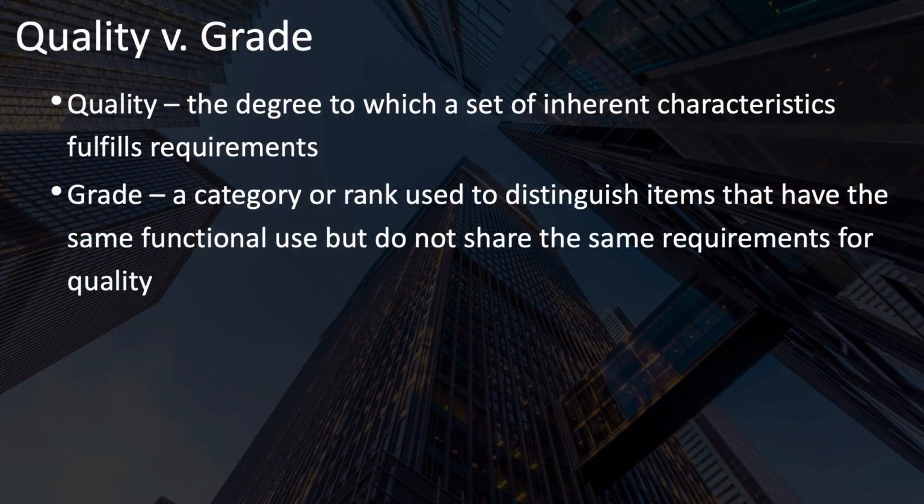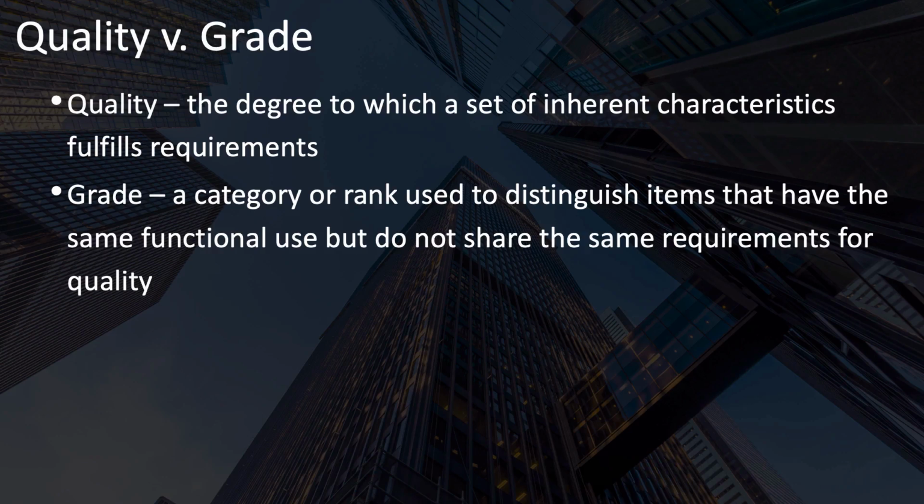Most people use the word quality when what they really mean is grade. Quality is the degree to which a set of inherent characteristics fulfills requirements. Grade, on the other hand, is a category or rank used to distinguish items that have the same functional use but do not share the same requirements for quality.